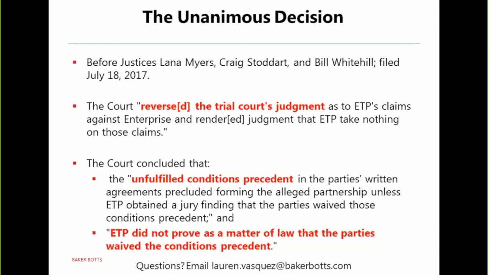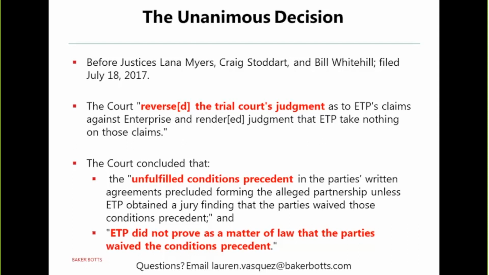The second thing that's important in terms of their analysis is that it's undisputed that the conditions precedent, board approval and the definitive agreements, were not fulfilled in the case. So what the court really looked at is what is the impact of those unfulfilled conditions. And the court ultimately concluded that those prevent the formation of a partnership. Therefore, ETP, in order to prevail in the case, had to prove waiver of those conditions precedent.